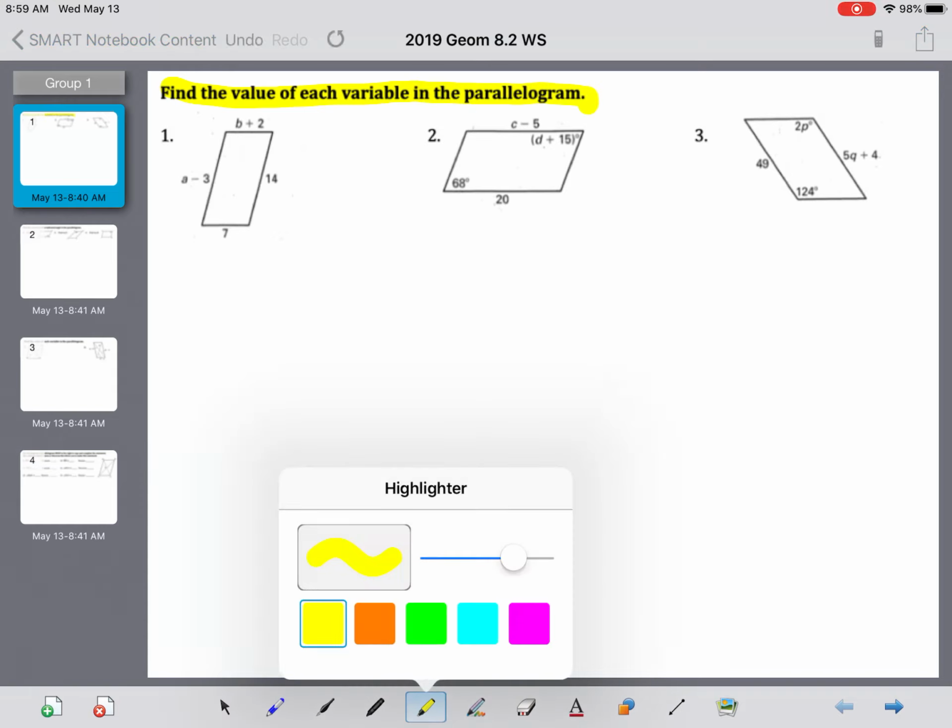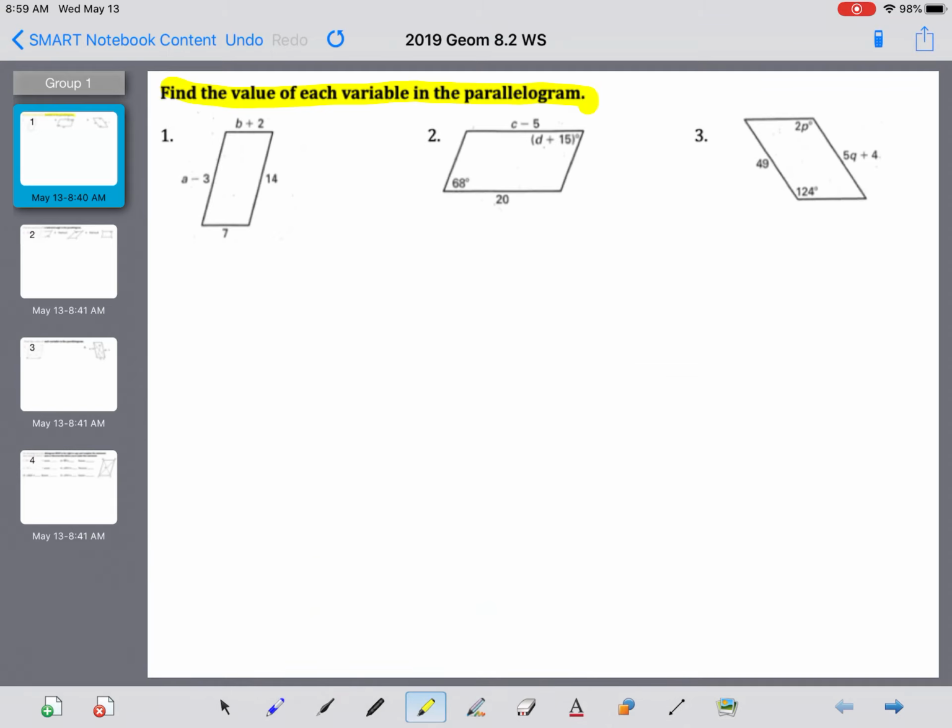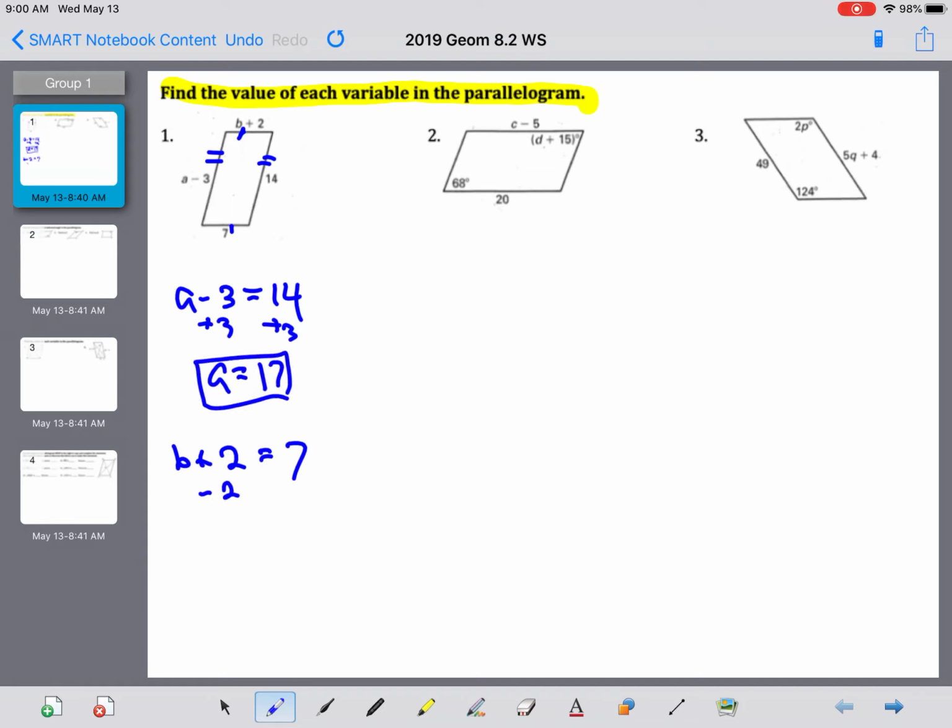Well, we know that parallelograms have all sorts of goodies going on with it. Again, according to Theorem 8.3, opposite sides are going to be congruent, or the same length. So that means a minus 3 equals 14, and that also means b plus 2 equals 7. So if I add the 3 over, a equals 17. Over here, if I subtract the 2, b equals 5.